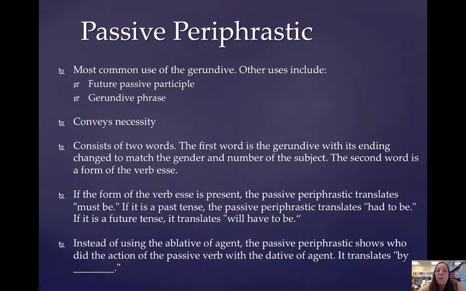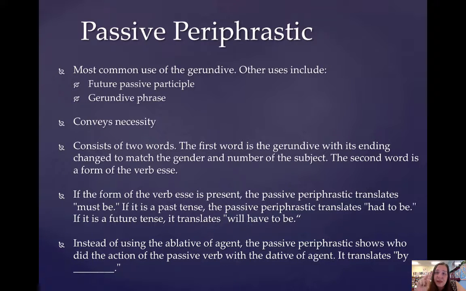Okay, now it's a pretty impressive name for a construction, but the passive periphrastic is fairly straightforward. It conveys necessity, okay? So something must be done, something had to be done, something will have to be done, some kind of necessity, okay? Here's how you form it.